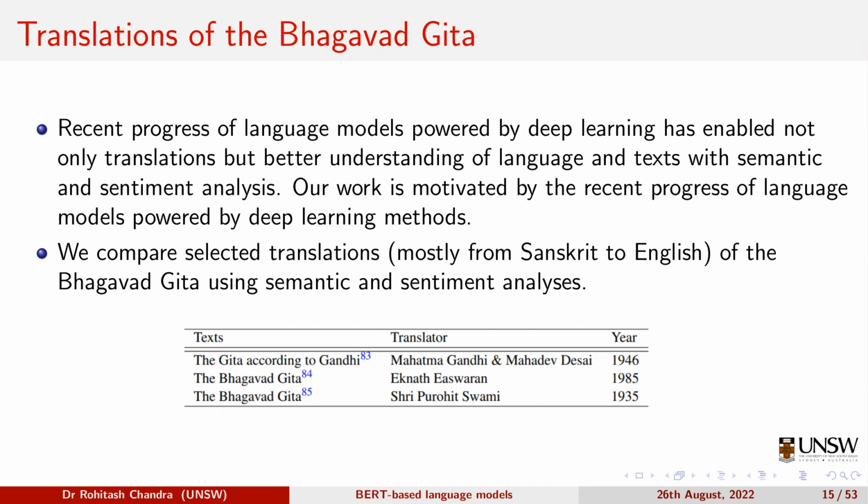who translated directly from Sanskrit to English. Eknath Eswaran was a professor of Sanskrit and Hindu philosophy, and he lived the later part of his life in America, in California. And then Shri Purohit Swami translated directly from Sanskrit to English. And the other reason we've taken these is because of the timeline. You see, one is 1935, 1946, 1985. So it's various different decades that we're looking at.